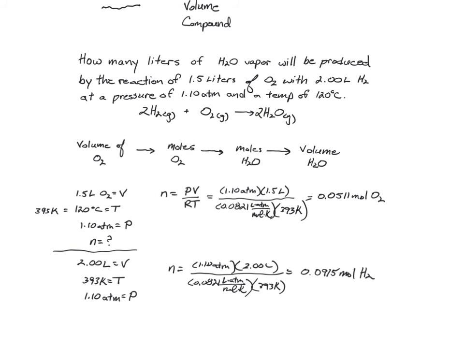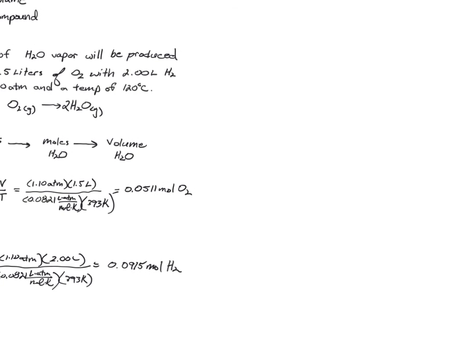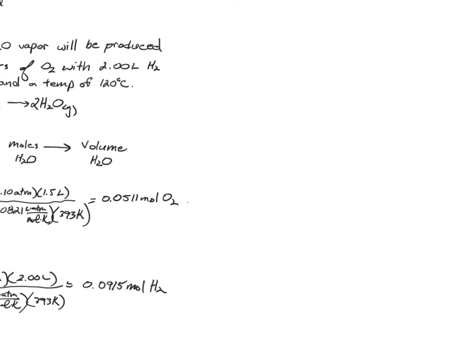Okay, now that's just the beginning here, because now we need to do the rest of the stoichiometry problem, which involves us predicting how much H2O can be produced from this. Okay, so if I have 0.0511 moles of oxygen, if I look at my balanced equation, I find that I can produce 2 moles of water for every 1 mole of O2. All right, and we can see here that this will work out to be 0.102 moles of H2O.